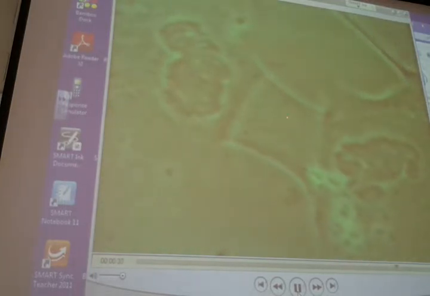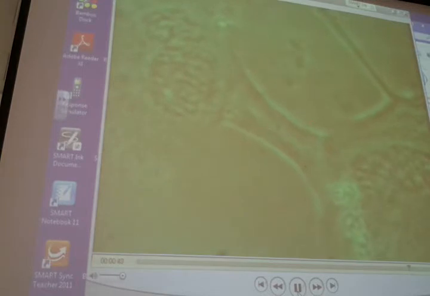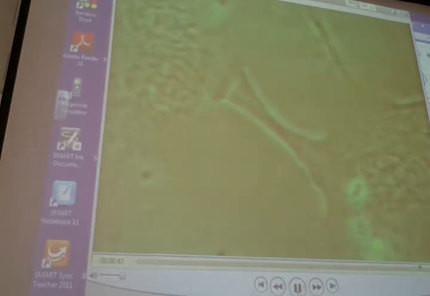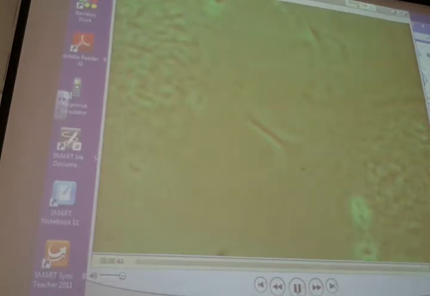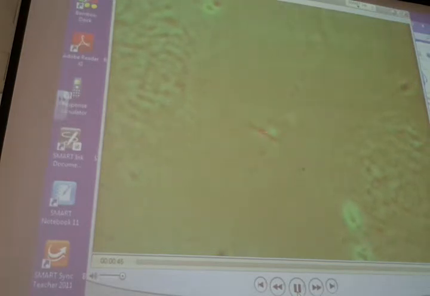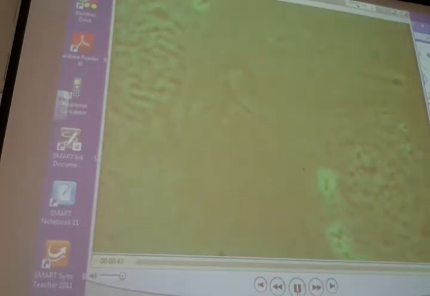So there's anaphase A and B. Here's telophase and cytokinesis. Nuclear envelopes are reforming, chromosomes are decondensing. We have cytokinesis going on out here, which is pretty cool.